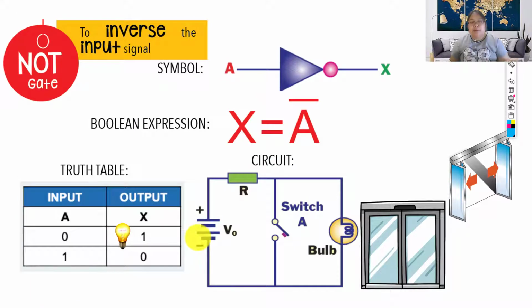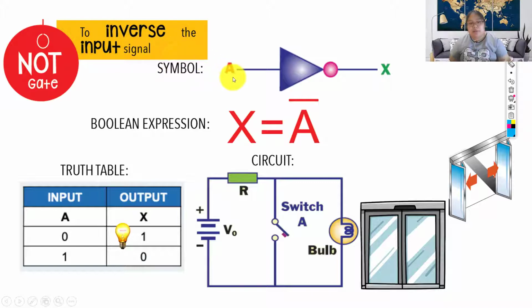Number 3 is the NOT gate. How do you know it's a NOT gate? When you see the circle in front. The circle joined together with the logic gate is what we call the NOT gate. The NOT gate has just one input, one input and one output. The function of the NOT gate is to invert the input signal, so it reverses.